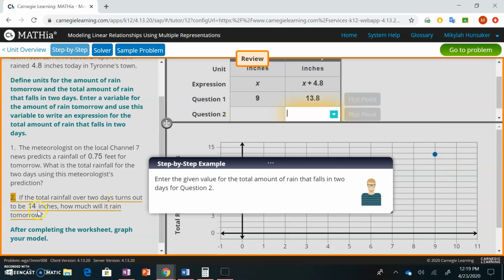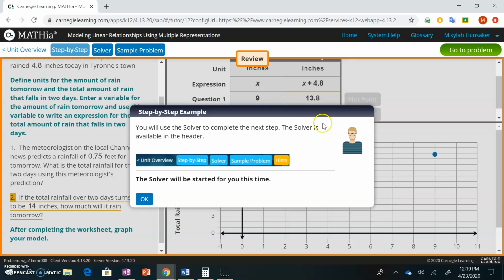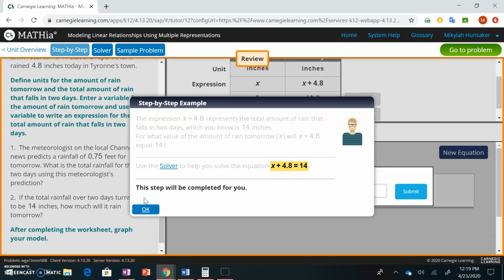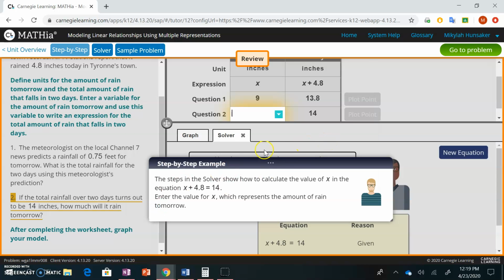Okay, so we know the total rainfall for our next question. It turns out to be 14 inches. How much will it rain tomorrow? So we know the total rainfall over 2 days is 14, so it goes in our second column here. Press 14, press enter. All right, and then we're going to use a solver to solve for how much it would rain tomorrow. So you're going to have to click a solver button. Use solver, yep. Okay.